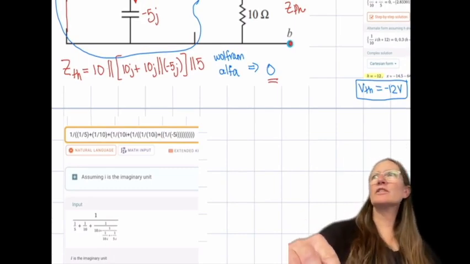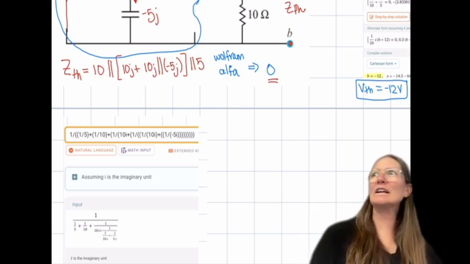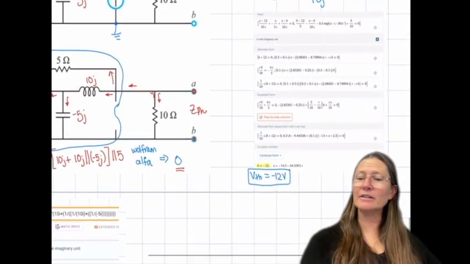So if you didn't get these values, try to figure out what you did wrong, and then we'll talk about it on Monday.